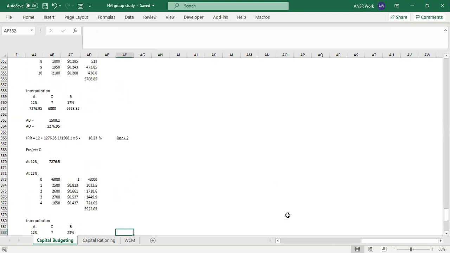So did everybody reach it? I've already shared the answer, but if you have already done it, you must have calculated the present value at 23% to be 5922.05. Am I right?